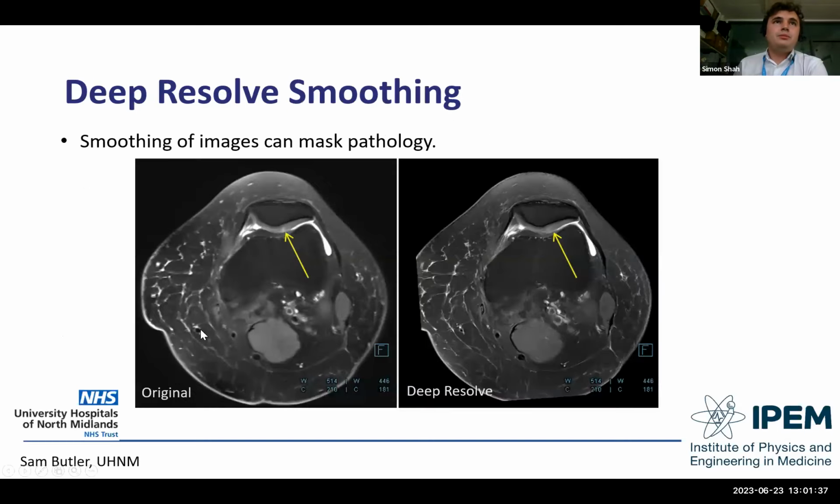I was showing this example by Sam in the North Midlands. In this case, the smoothing actually masked pathology in the knee. You see this very small bit of pathology in the cartilage here. It's masked when you apply Deep Resolve Boost. So you do have to be incredibly careful about what you're using Deep Resolve Boost for and whether or not it's going to hide really, really subtle changes.